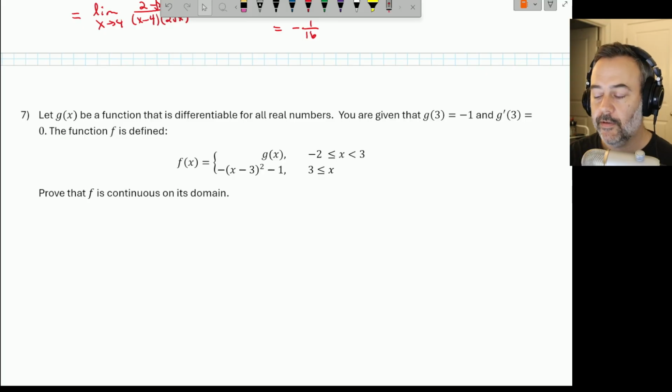Let's do number 7 from the extra set of problems that I created. The things I created are things that have been recently emphasized and they're fair game for the upcoming test.